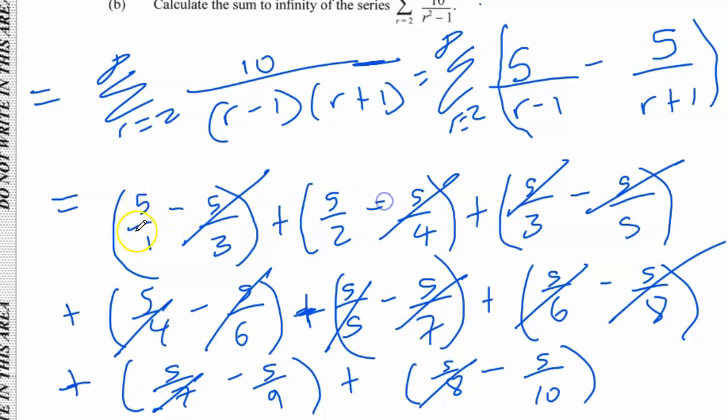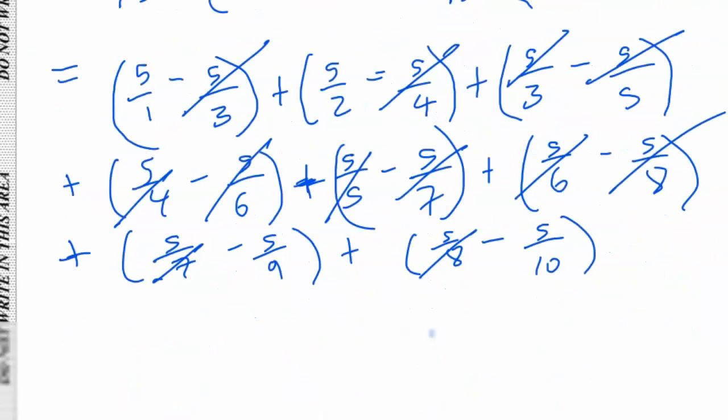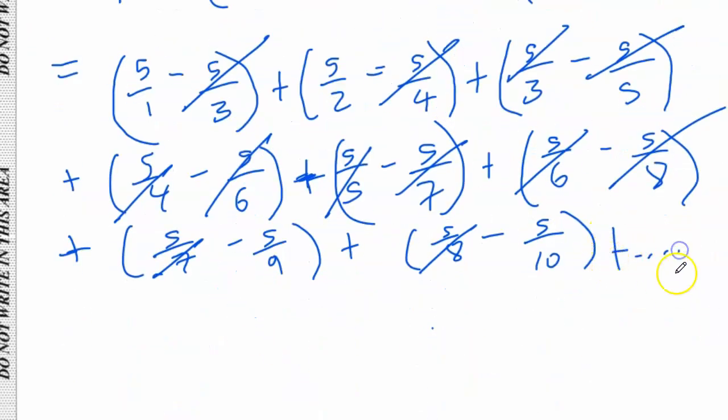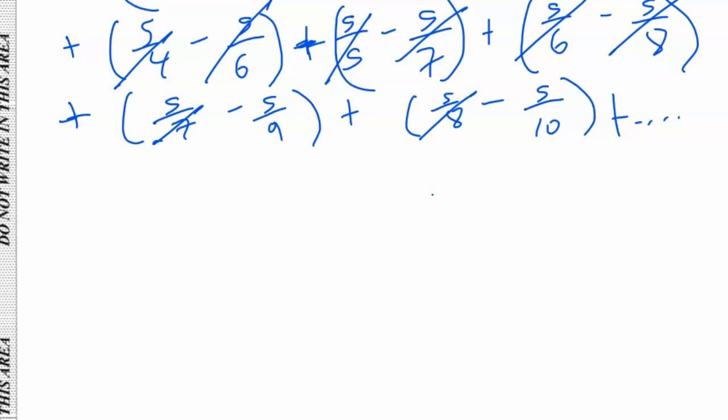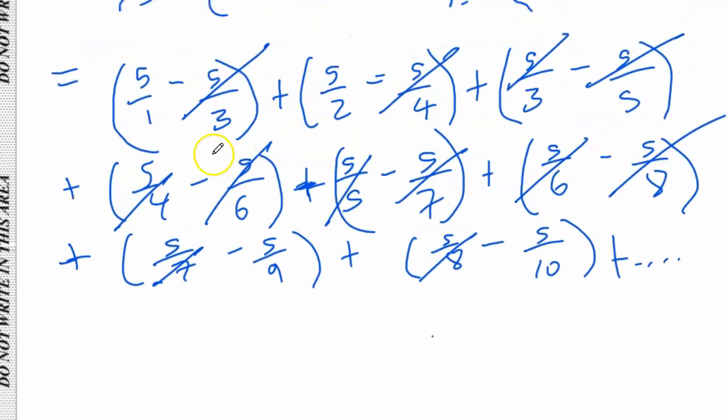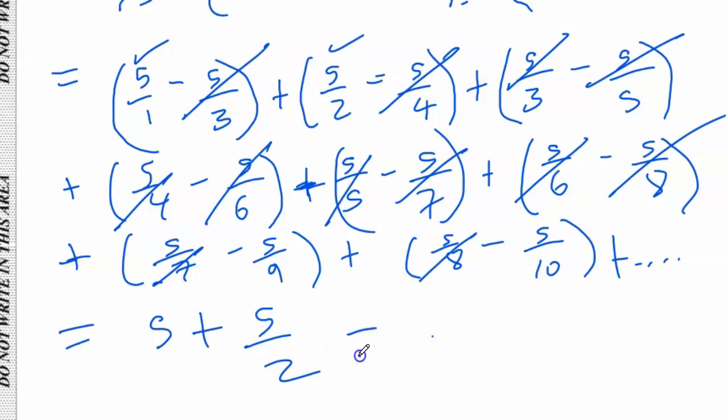Except the first two brackets, the first term and the first two brackets: the 5 over 1 and the 5 over 2. So this would go on to infinity, but everything would cancel except the 5 over 1 and the 5 over 2. So this is equal to 5 plus 5 over 2, which is 7.5, because this is 2.5. 5 and 2.5, that's 7.5. I would say 15 over 2. Let's move on.